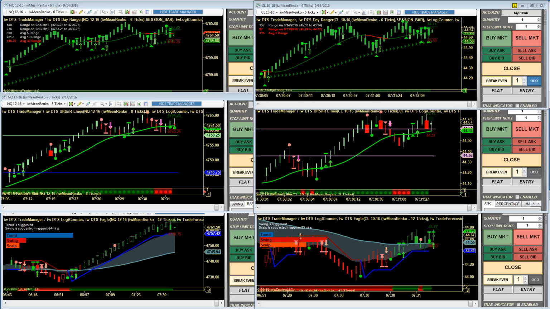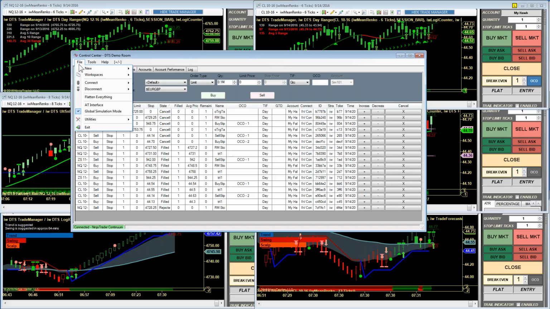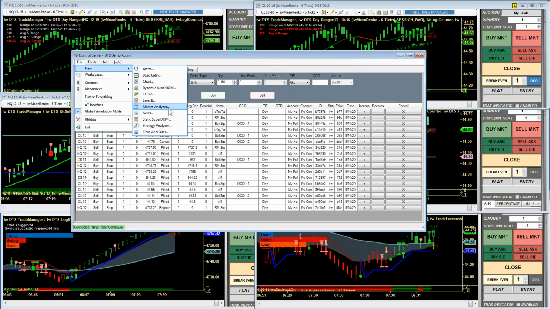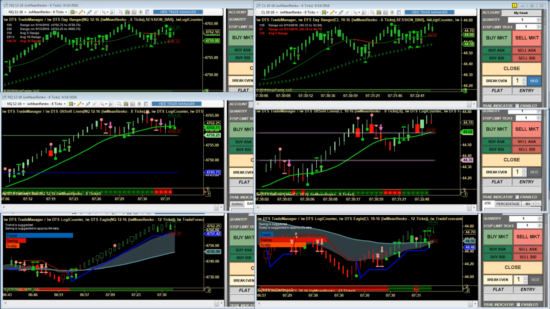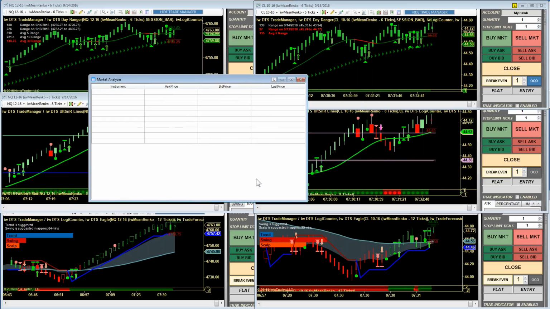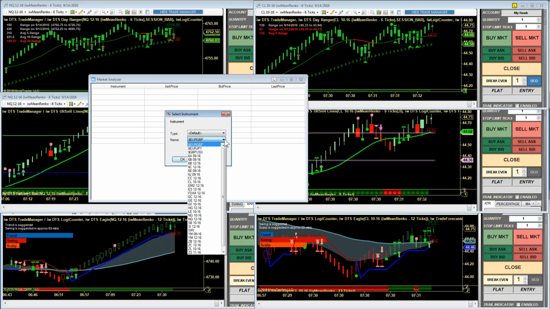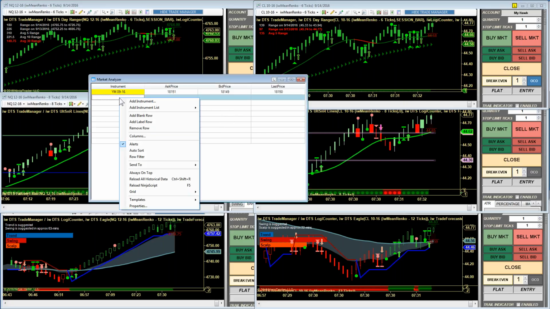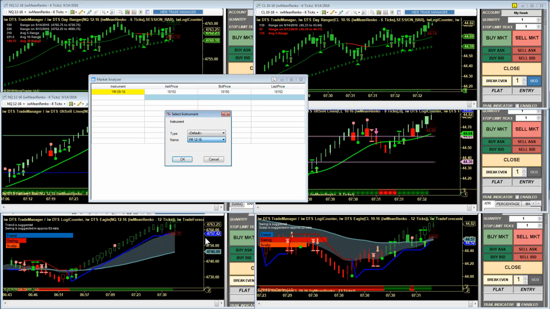Okay, so when you're looking to compare contract months, an easy way to do it is to pull up this tool here called the Market Analyzer. When you do that, you're going to get this window here. To populate the Market Analyzer, just right-click and add your instrument from your list. So I'm going to add the September Dow, and I'm going to add the December Mini Dow.